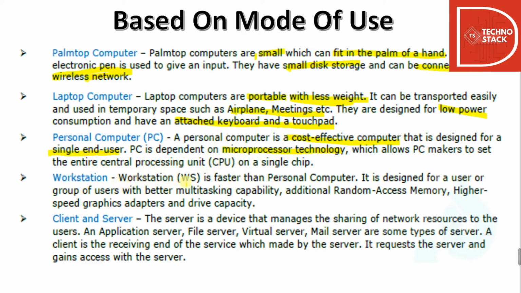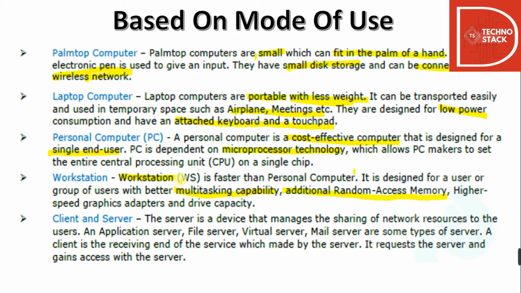Then workstation is faster than personal computers. It is designed for the user or group of users with better multitasking capacity, additional random access memory, that is additional RAM is given, higher speed, graphic adapters and drive capacity. So they have graphic adapters and drive capacity more than personal computers.